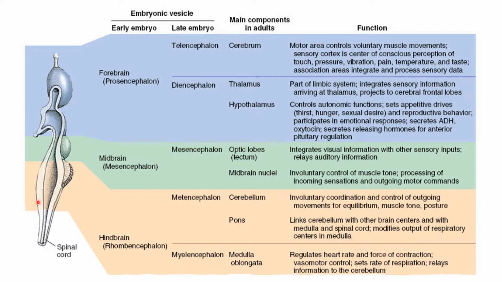Okay? For the midbrain, or the mesencephalon, the main components in adult forms would be your optic lobes or the tectums and then the midbrain nuclei. Okay, so for the optic lobes, it integrates visual information with other sensory inputs and relays auditory information. For the midbrain nuclei, it involves involuntary control of muscle tone, processing of incoming sensations, and outgoing motor commands.